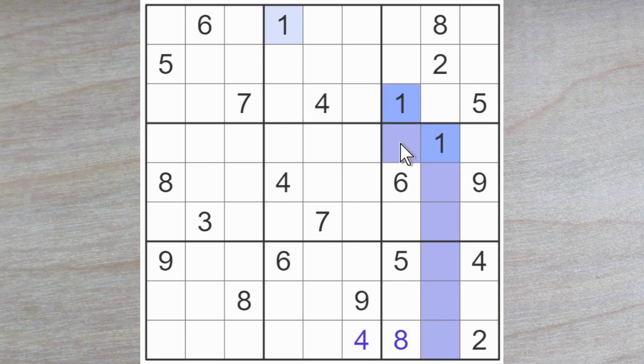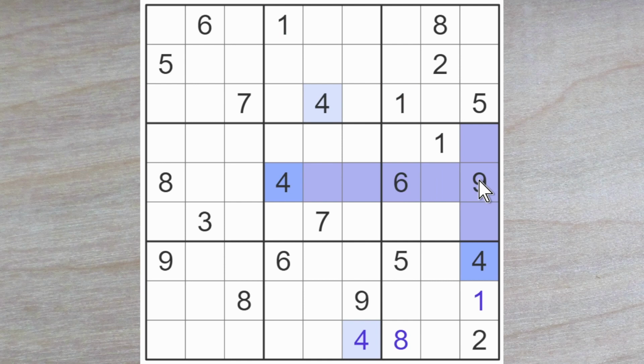One blocks down, another 1 blocks down, so here's a 1. This 4 blocks up and this 4 blocks over. We do need a 4 though for column 8, and since this 4 blocks here and this 4 blocks here and this 4 blocks here, we know that a 4 must go here.